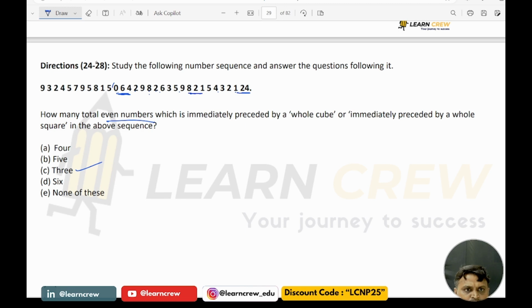Only 3 or 2? Let me check once. This is not 124, it is 124. With 124, I could have only these 2. Okay, so only 2 are there. So the option would be none of these. None of these is the answer here. Next.